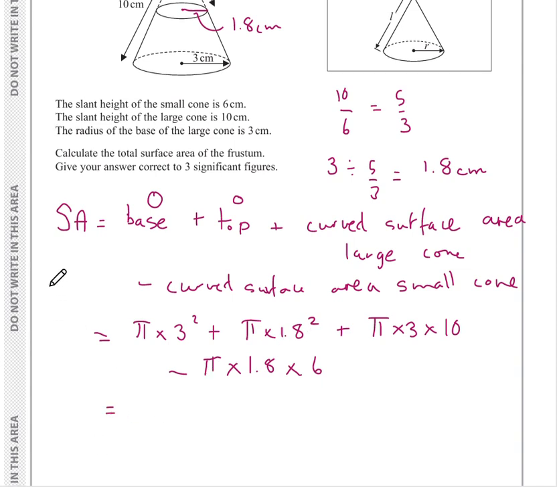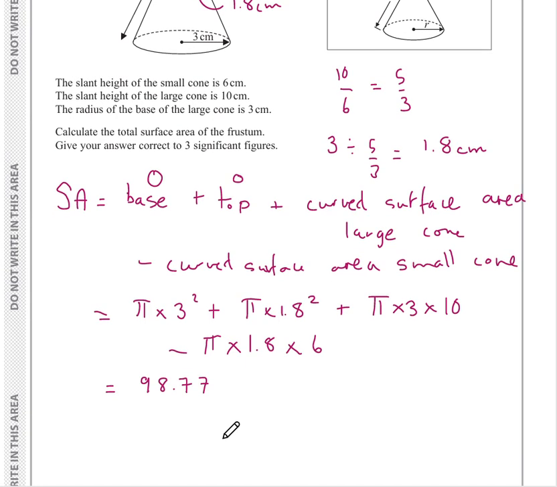So pop that into the calculator. I can type that all in together or work it out separately, however you feel confident. That's going to give me a solution of 98.77. I want to write it correct to 3 significant figures, so it's going to be 98.8. It's going to be meters squared to 3 significant figures.